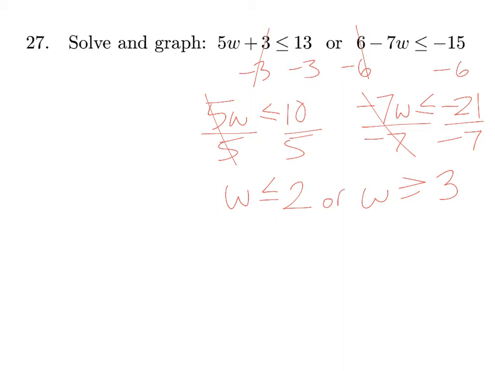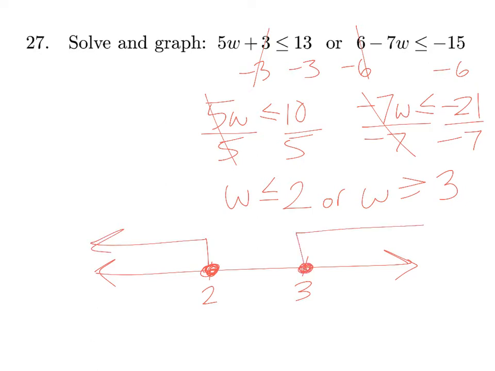These are connected by an OR. So I'm going to graph now. And here I have 2, here's 3. And it's w is less than or equal to. So equal to, solid dot, going to the left, less than. And greater than for 3, so it's solid dot once again because it's equal to, and I'm going to the right. On to the next problem.